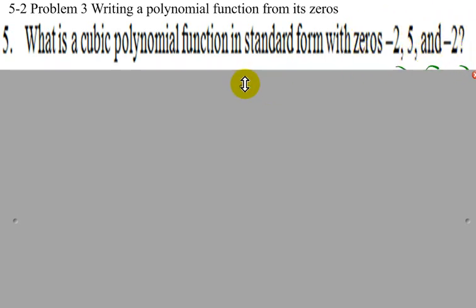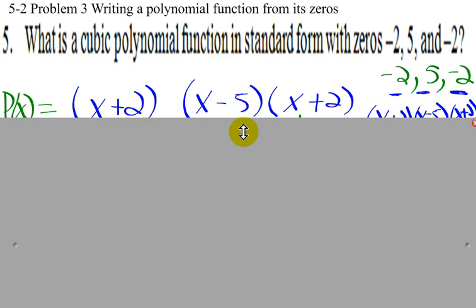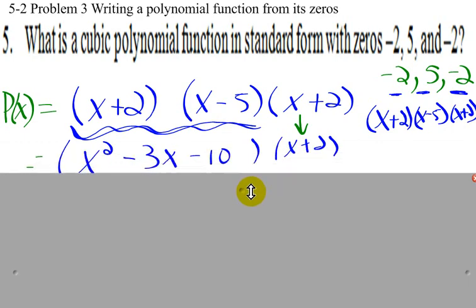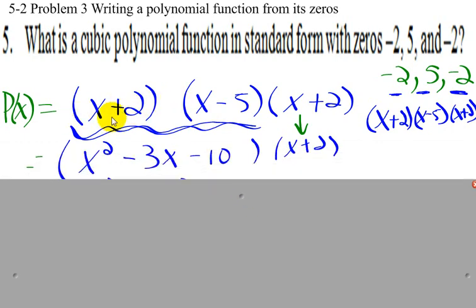And we've got a multiplicity of 2. So how do you write those? Well, just write your binomials from those zeros. So you've got x plus 2 from our first term, x minus 5 from our second term, and x plus 2 from our third term. So we've got that. Now just start multiplying together.